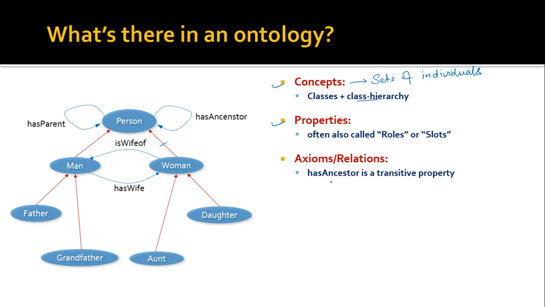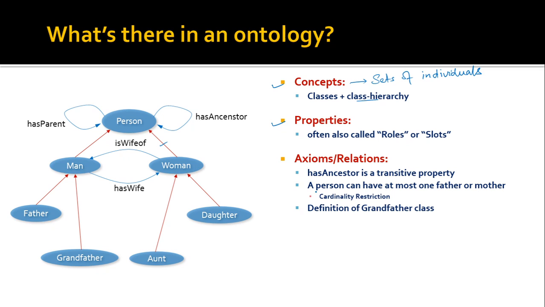For example, you can say that has ancestor is a transitive property. If x has ancestor y and y has ancestor z, then we can infer that x has ancestor z, right? So this we assume to be true. Now also you can define something like a person can have at most one father or mother. So what you are doing is restricting the number of elements a relation for a particular subject can have. And this particular restriction is called cardinality restriction, right?